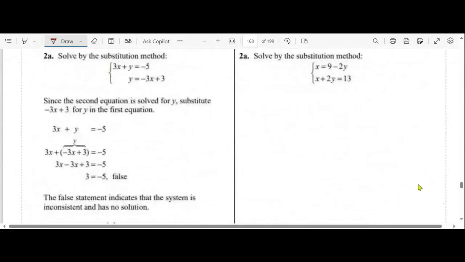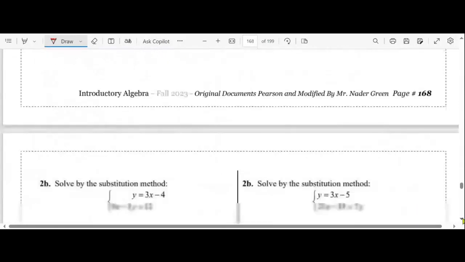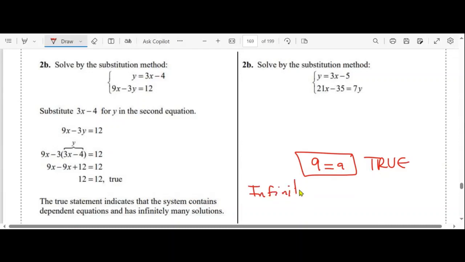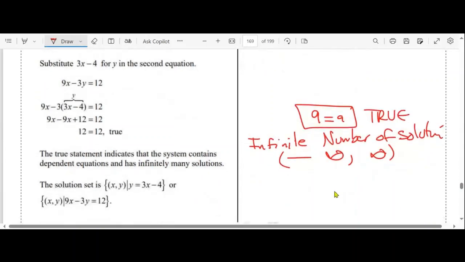Now, one more, and before I finish. If you get the answer, maybe you get 9 equals 9. There is no x and y, just 9 equals 9. That means it's true, right? If this is true, that's an infinite number of solutions. That means from where to where? Negative infinity to where? So what do you say? Consistent and dependent.